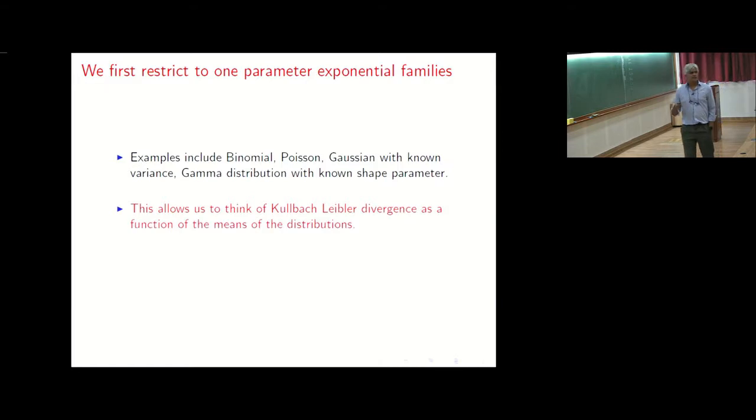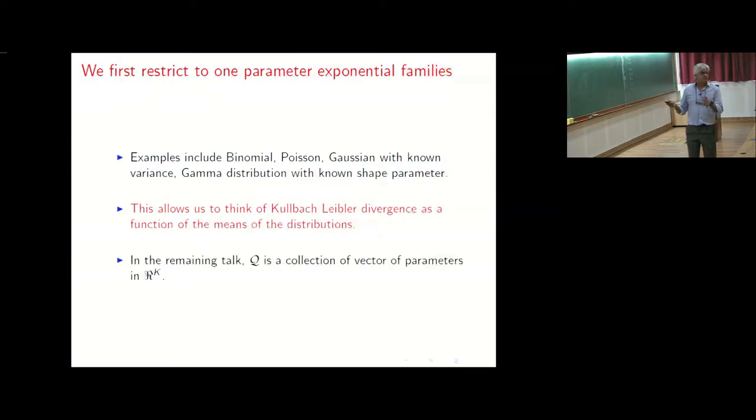Okay, so now I'll go ahead and start solving the lower bound problem. But first I'll restrict myself to one parameter exponential families. I won't show the form of the distribution, not relevant, but the distributions we have in mind include binomial, Bernoulli, Poisson, Gaussian with known variance, gamma distribution with known shape parameter. So these are instances of single parameter exponential families. The main characteristic of them is that the mean is all you need to identify the distribution. So for this part of the discussion, I'll replace the distributions with their means. This allows us to think of Kullback-Leibler divergence as a function of the means of the distributions.